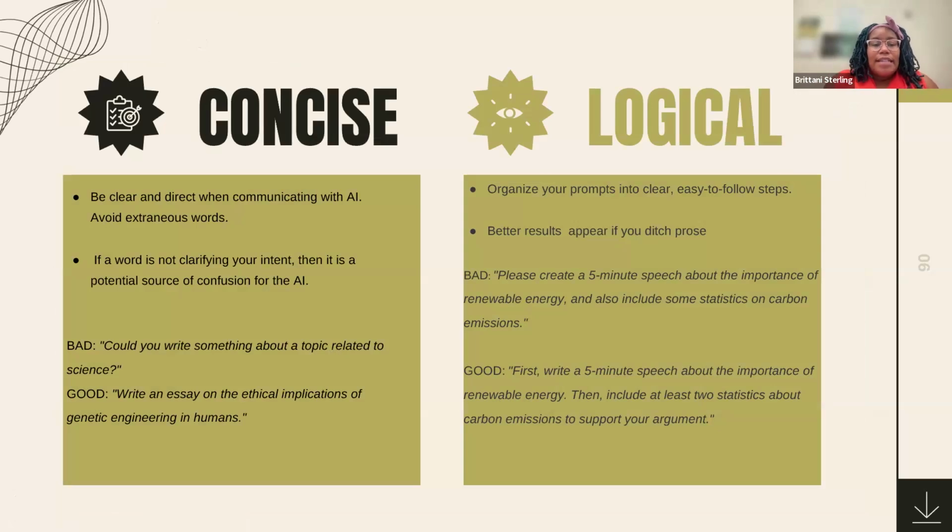So the concept of concise is to be clear and direct when communicating with AI. Avoiding extraneous words, which is hard for people like me, is very helpful. If a word isn't clarifying your intent, then that would make it an extraneous word. So there are some bad and good examples here that you could use just for simple sentences. A bad example of conciseness would be, could you write something about a topic related to science? A better example would be, write an essay on the ethical implications of genetic engineering in humans. Hopefully that makes sense, especially for the level of writing that's happening in here. That's probably more of what you'd be looking for anyway.